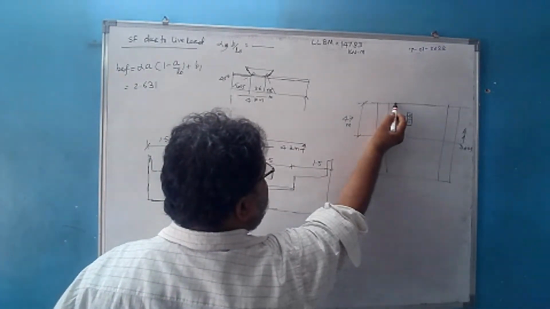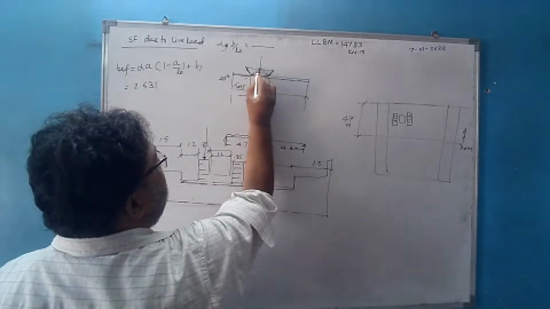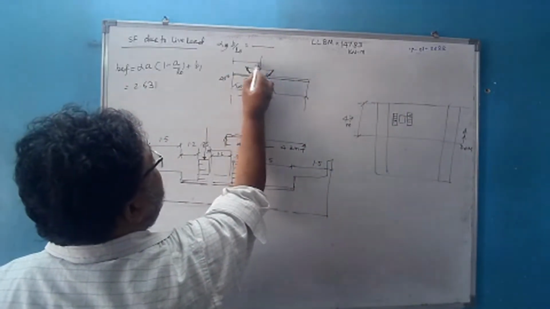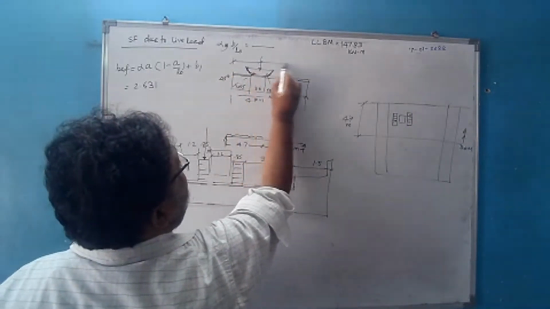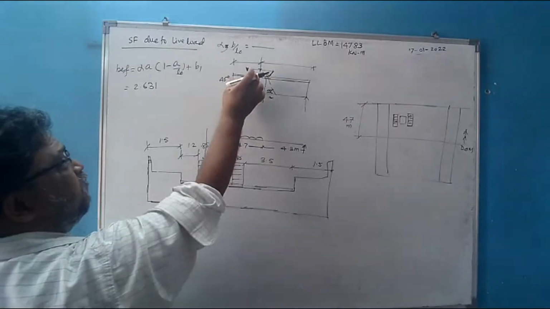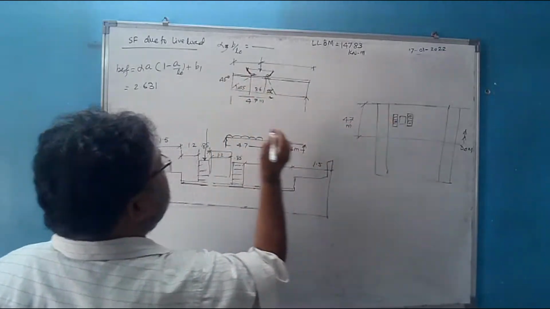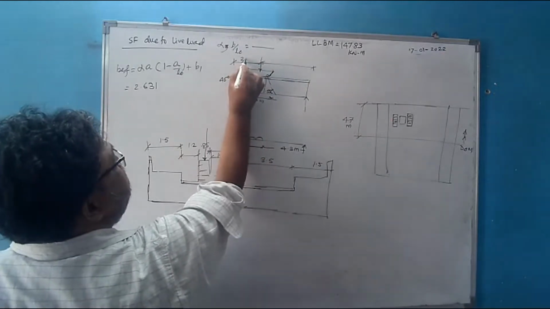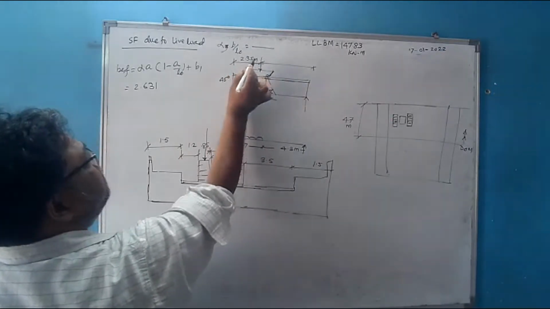This is the support which is nearer. So this concentrated load is acting here, one track, and this is the nearer support. This support is at a greater distance. The support which is nearer, from there we have to consider, and that distance is a. So how much was this? 4.7. So it will be acting at half of that. So that is 2.35 meters.